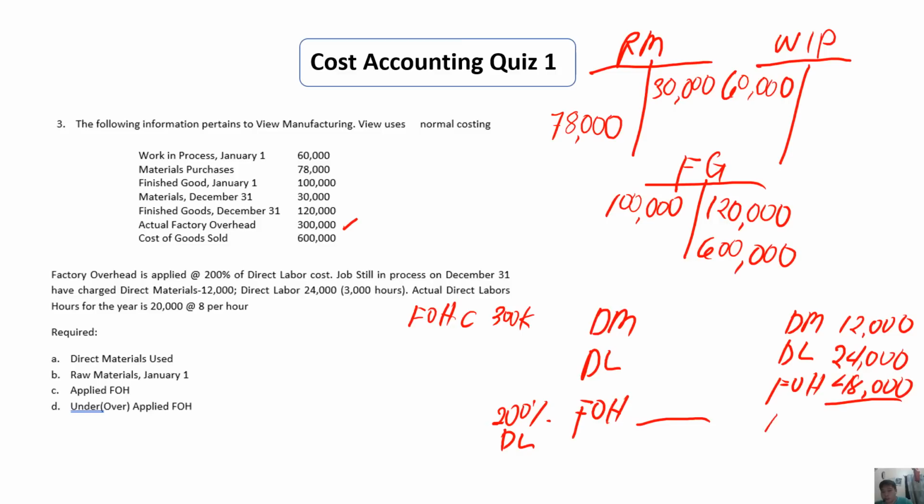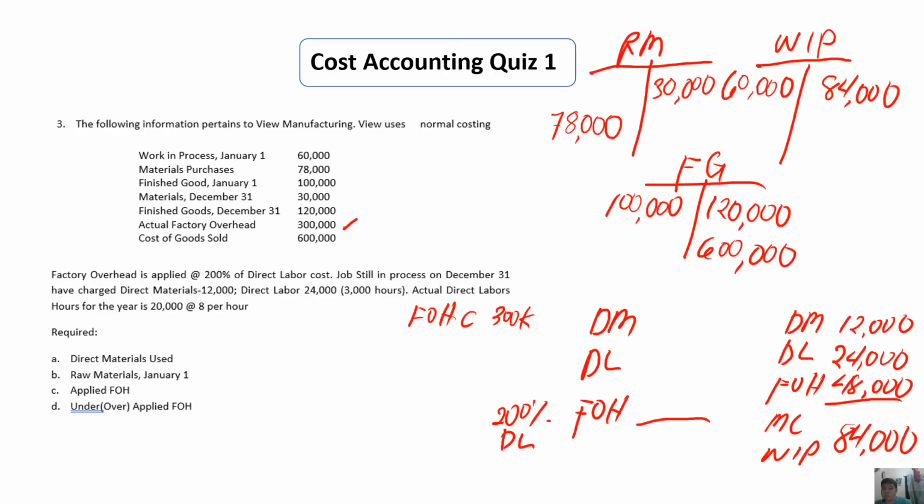Therefore, the manufacturing cost which represents the WIP ending will be 12,000 plus 24 plus 48. I-plus nyo lang po lahat yan. So, magiging result natin ay 84,000 pesos. Dahil meron na tayong work in process ending, 84,000, lagay natin sa taas. 84,000 pesos. Yan. Punta tayo dun sa finished goods inventory.